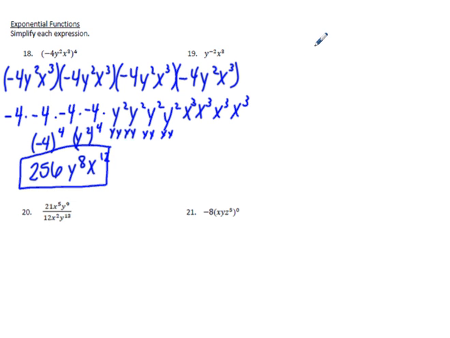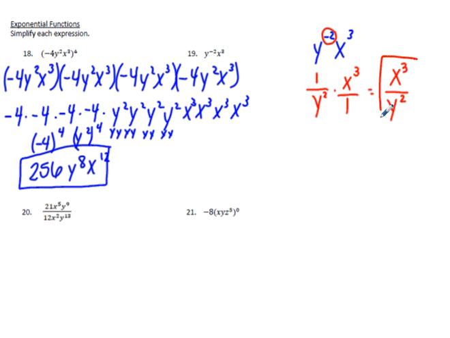On the next one, I'm going to rewrite it over here. Y to the negative 2nd power times x cubed. Well, we know we're not allowed to have a negative exponent. The way that we handle that is we think of this as 1 over y to the positive 2nd power times x cubed. In x cubed, that's just like being over 1, and when we multiply fractions, we multiply across. 1 times x cubed is x cubed. Y squared times 1 is y squared. So this is your final answer. The x cubed didn't have to move because nothing was wrong with it. It got to stay on top.